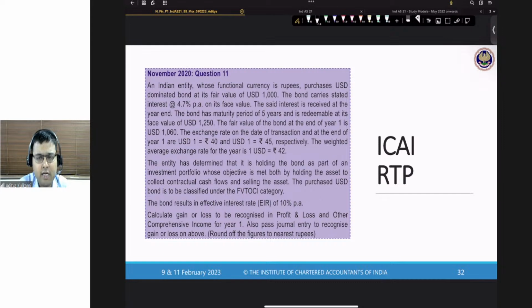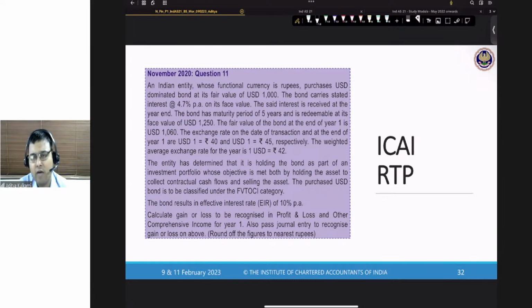So if you are holding your investments solely for the purpose of principal and interest, SPPI as it is called, then we have to follow the amortized cost model. There is no option. However, if your business model permits both things, holding for the purpose of principal and interest, as well as selling whenever you get a good rate, then you can follow the fair value through other comprehensive income.